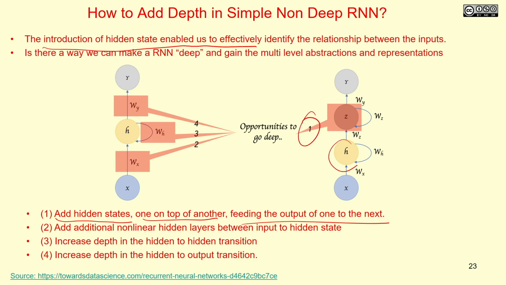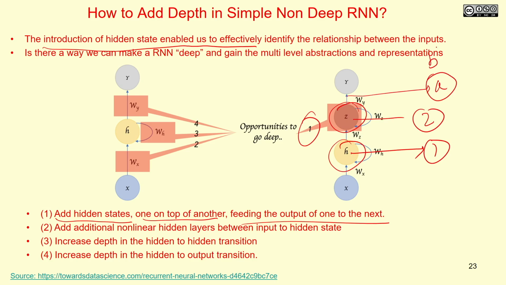So, this is one hidden state, another hidden state is, so, H is one hidden layer and Z is another hidden layer, over which we can have A as another hidden layer and B as another hidden layer. Like this, we can keep building one over the other, or add additional non-linear hidden layers to the input function, or increase the depth in the hidden to hidden transition.